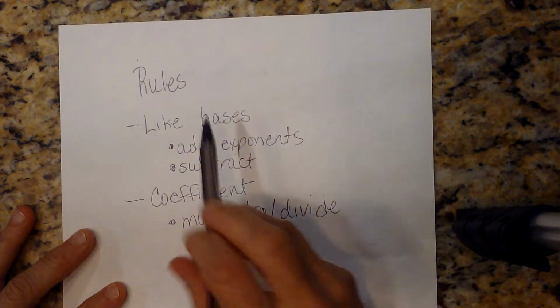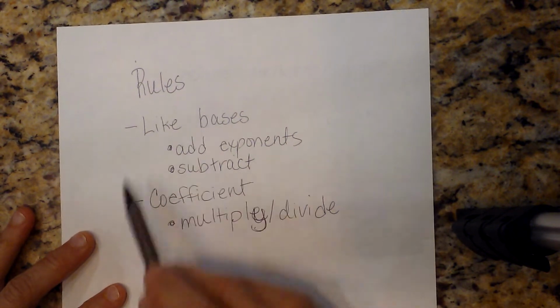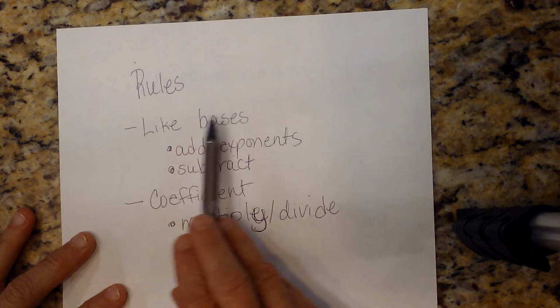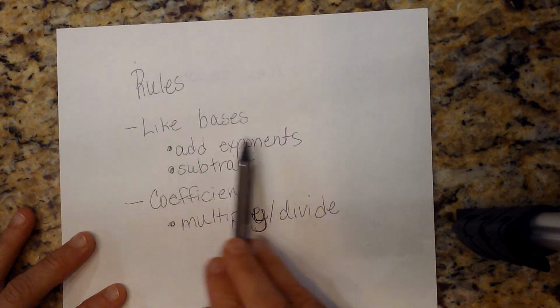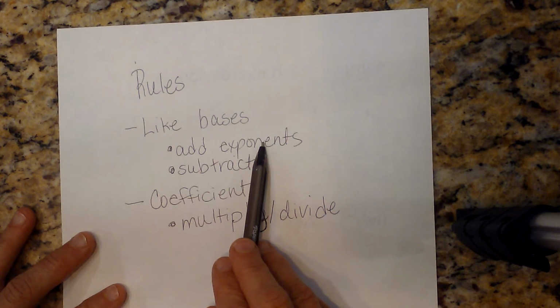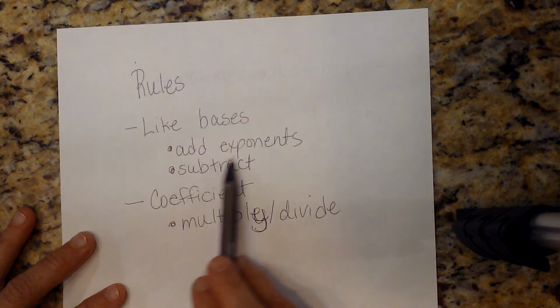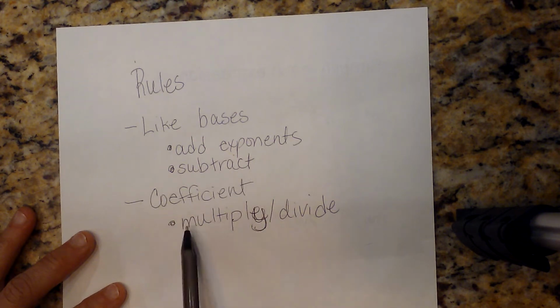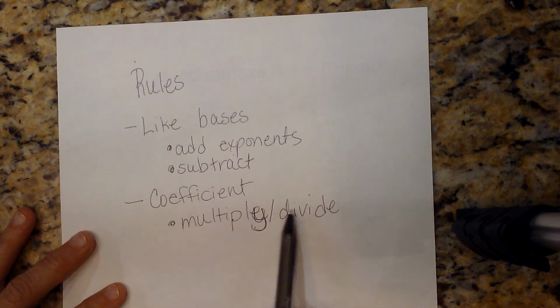To Moo Moo Math. Today we're going to look at rules of exponents. So here's the general process. If you have like bases, we're going to add our exponents, or on division, we're going to subtract our exponents. But the coefficients always just get multiplied or divided. So let's look at some examples.